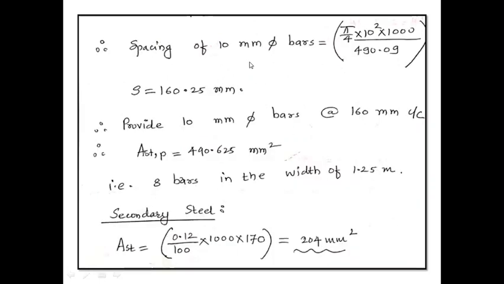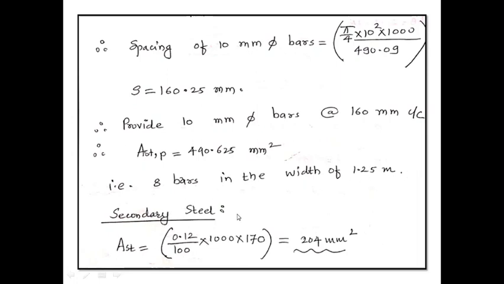So I can use 10 mm diameter bars and the spacing works out to be 160.25 mm. Therefore provide 10 mm diameter bars at 160 mm center to center. Therefore AST provided becomes 490.625 mm square, that is 8 bars if we calculate in the width of 1.25 meter.